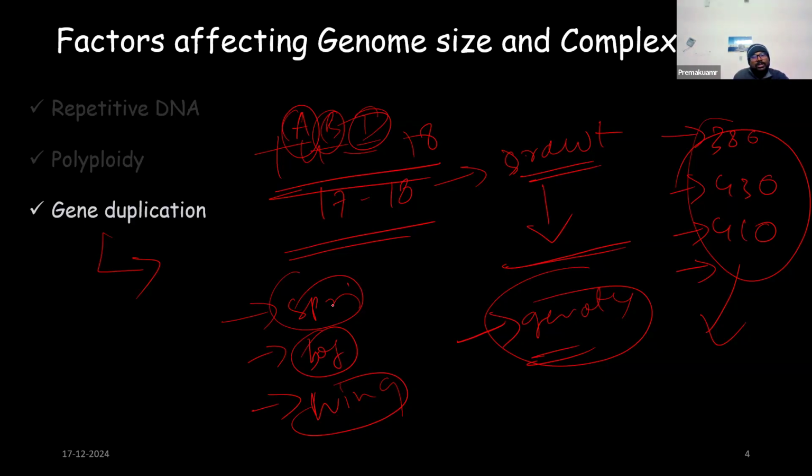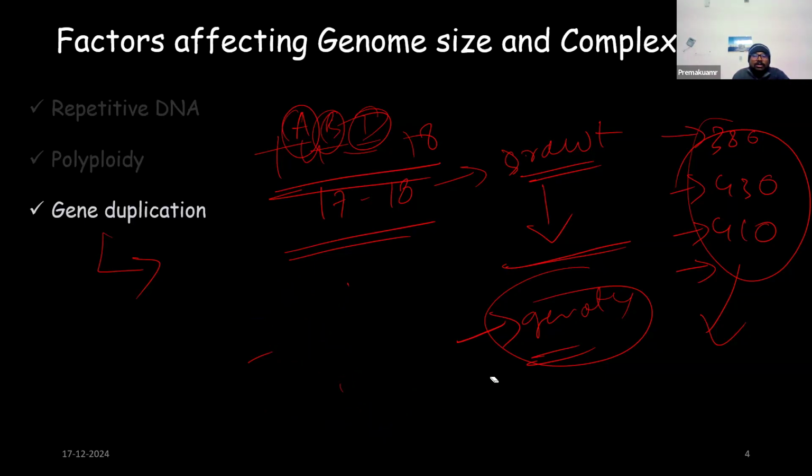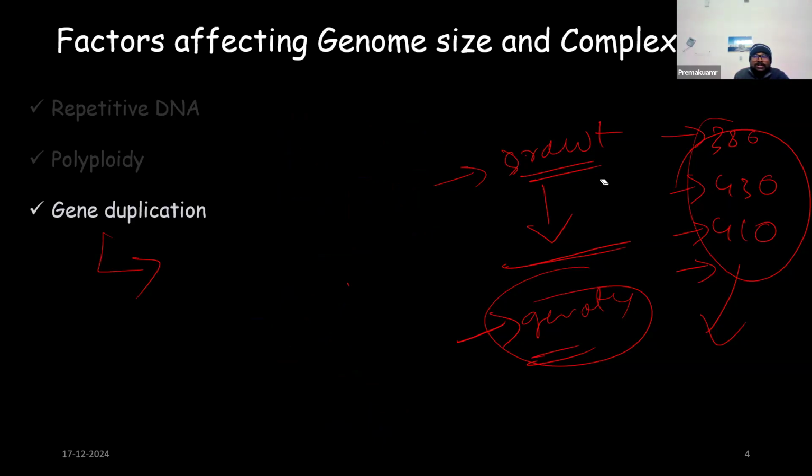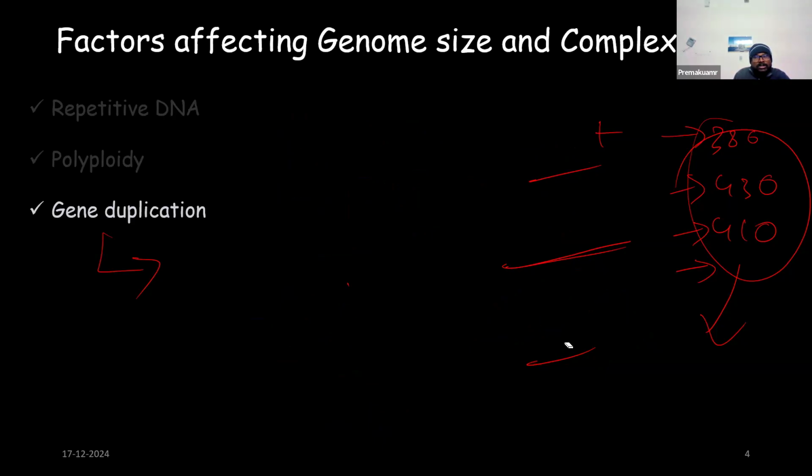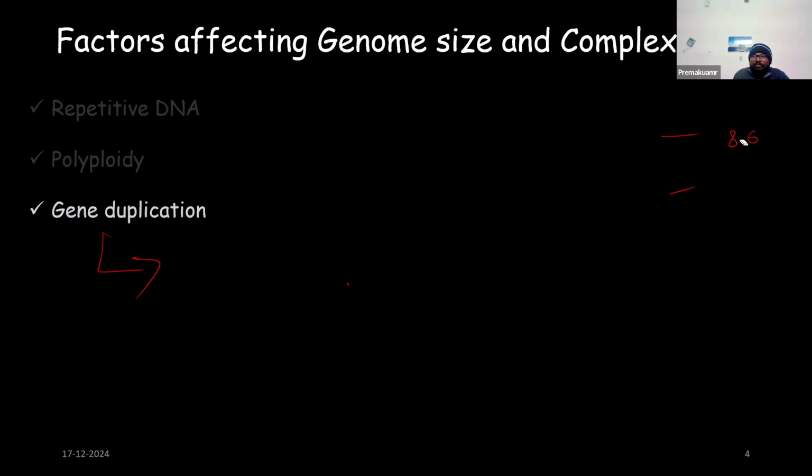What is gene duplication? Can anyone tell? How many number of times? Gene families, has anybody heard about gene families, multigene families, super gene families? Not read for JRF.